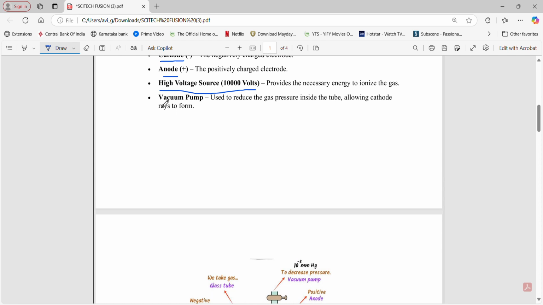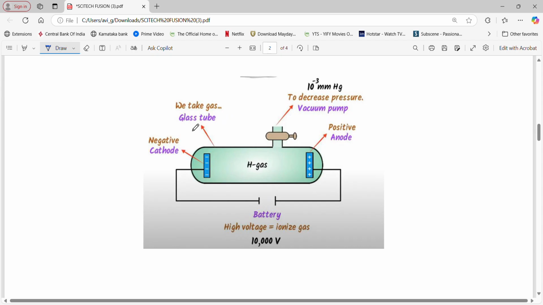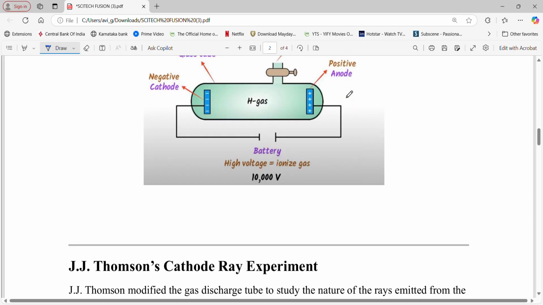using a vacuum pump. And in this diagram you can see that we have a glass tube, hydrogen gas, two metal plates, the cathode, the anode, a battery with a high voltage of 10,000 volts, and also a vacuum pump to decrease the pressure to 10 to the power minus 3 mm of Hg.